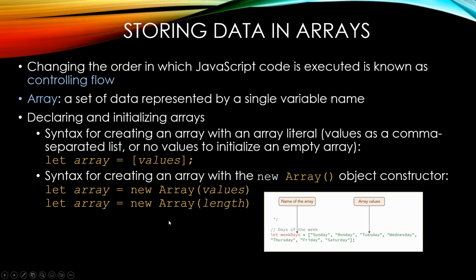We are going to separate them with a comma, or we don't have to put anything in it and it'll be empty. Now, we can also create it with an object constructor where we say let our variable name, whatever name we give it, equal new Array with a capital A, and then in parentheses, either give it values or give it a length. And the length would be how many elements we're storing in there. Later on, we're going to talk about control of flow, and that's just the order in which the code is executed and in ways that we can actually control when and where we do certain items.